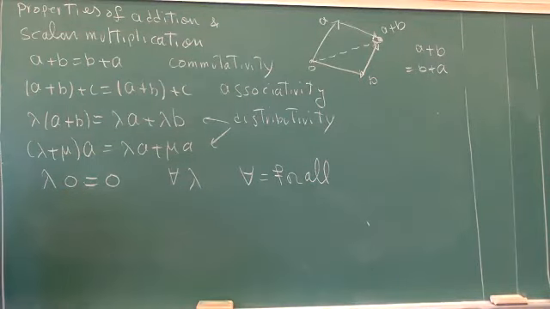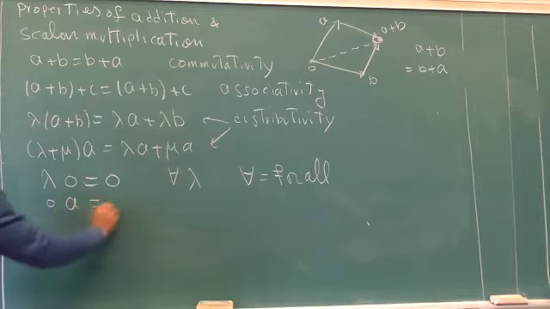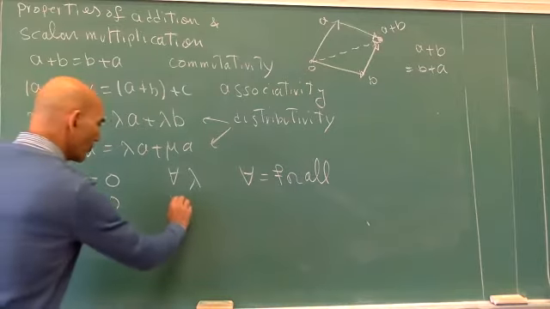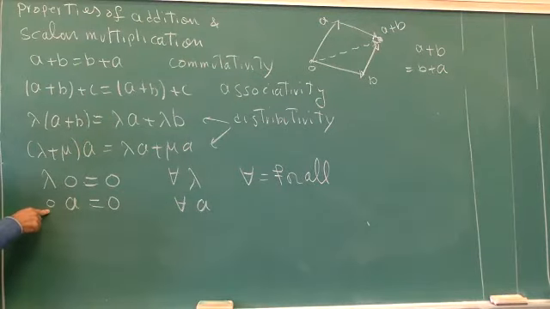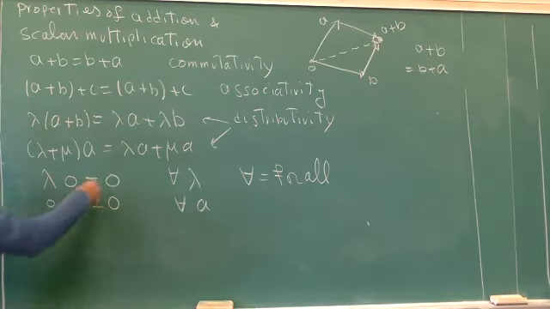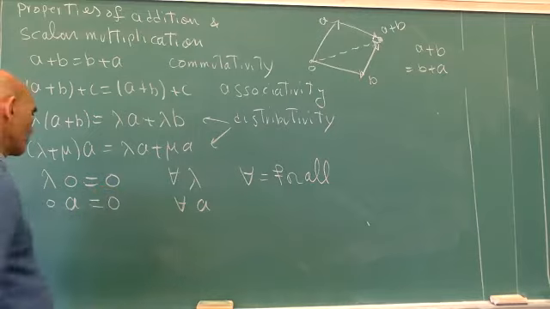So this is zero. And also 0 times A is also equal to 0. This is for all A. Notice this is different. Here 0 is a scalar, A is a vector. Here lambda is a scalar, 0 is the zero vector. But the result is always a zero vector.